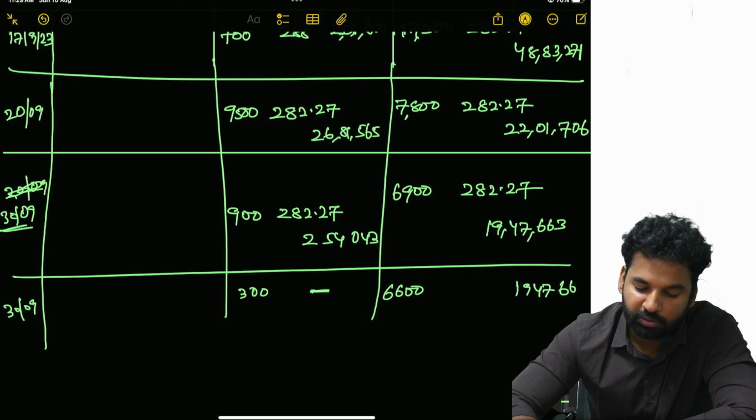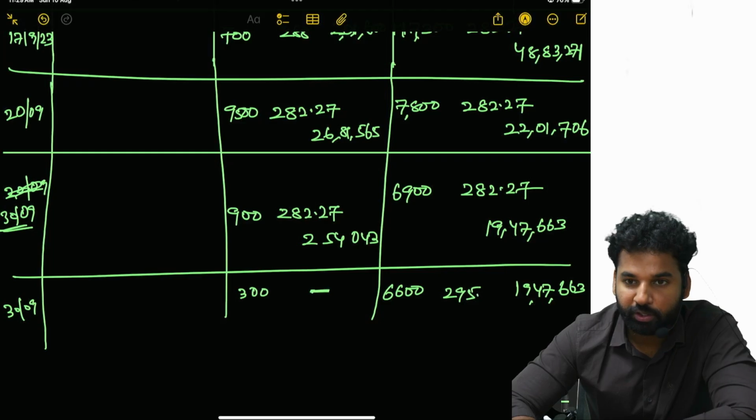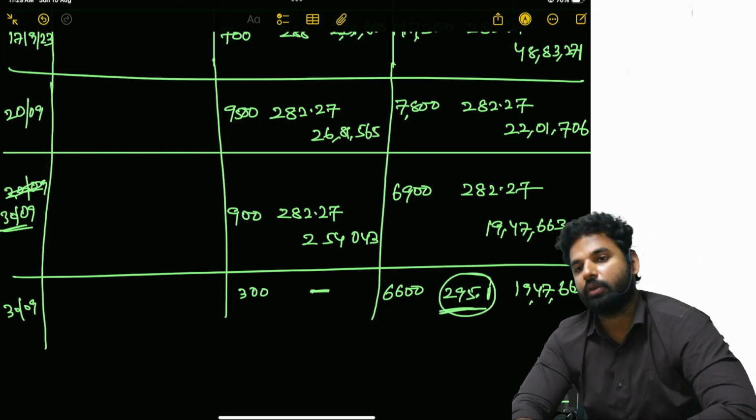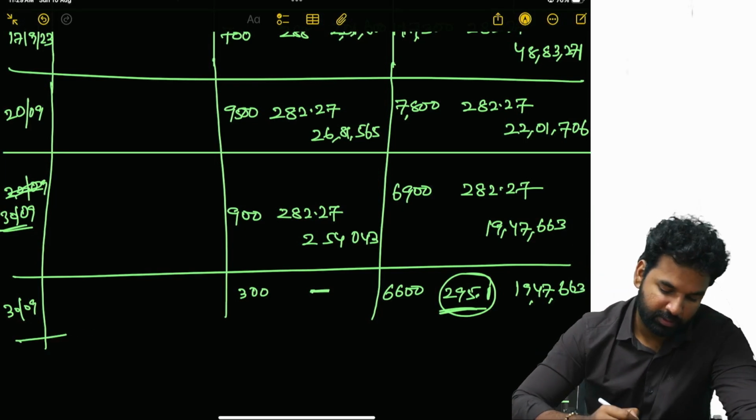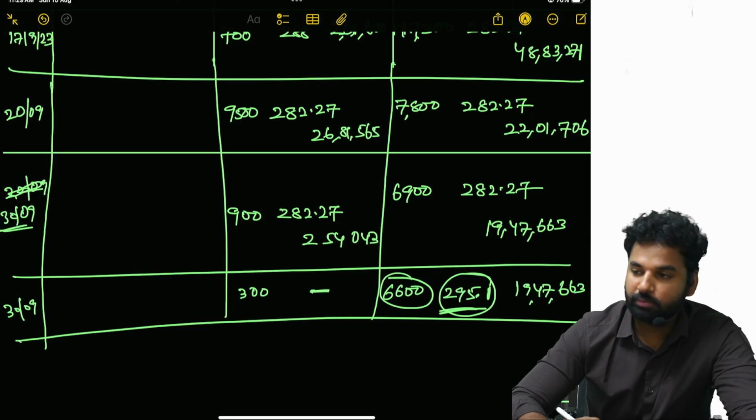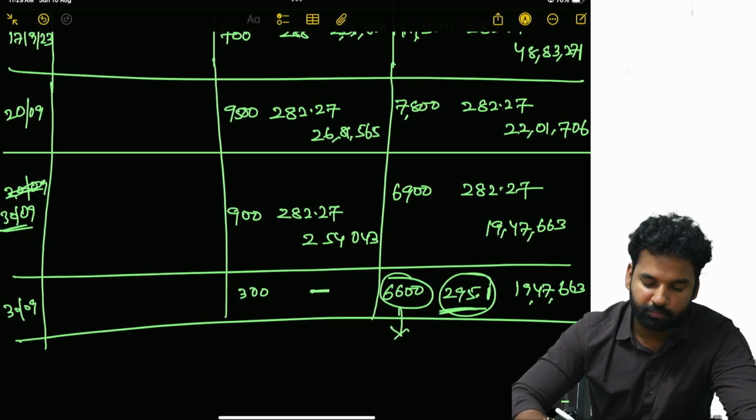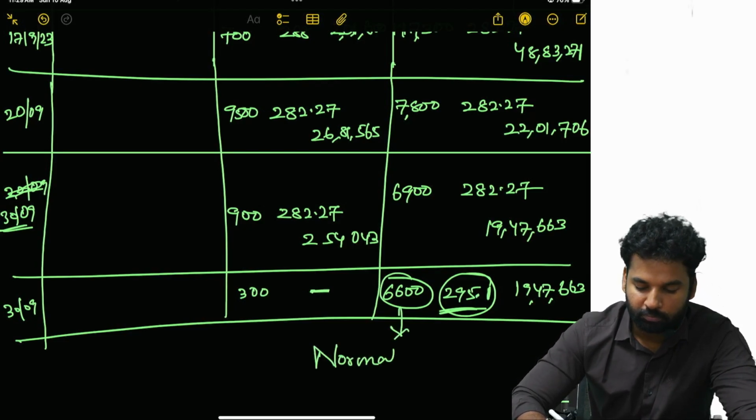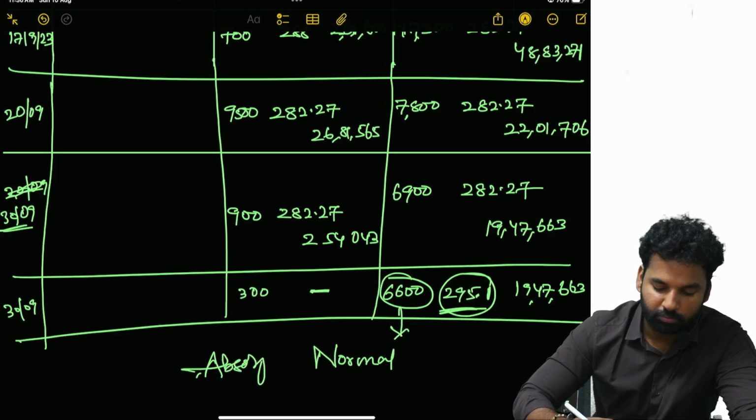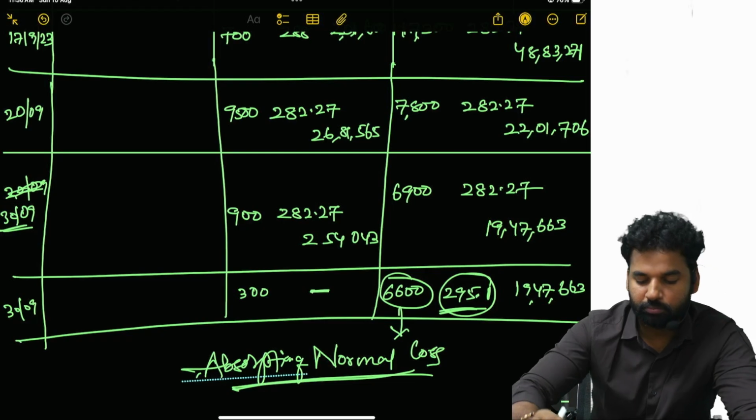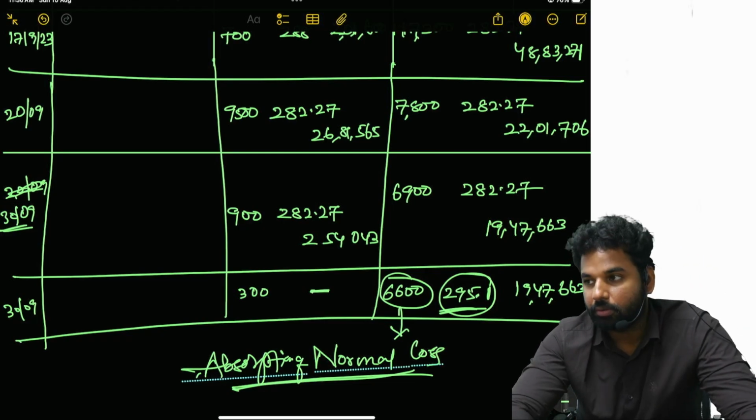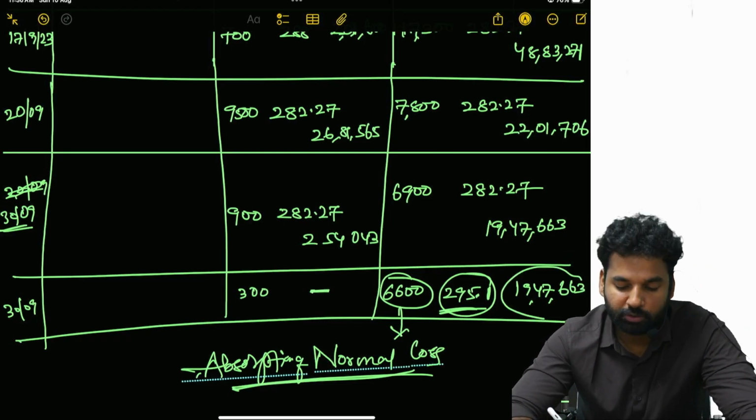1947 to 295.1. So 295.1 will be the cost, the unit price of the closing stock. So this is what is called absorption, absorption of normal loss. Got it? So this is the closing stock.